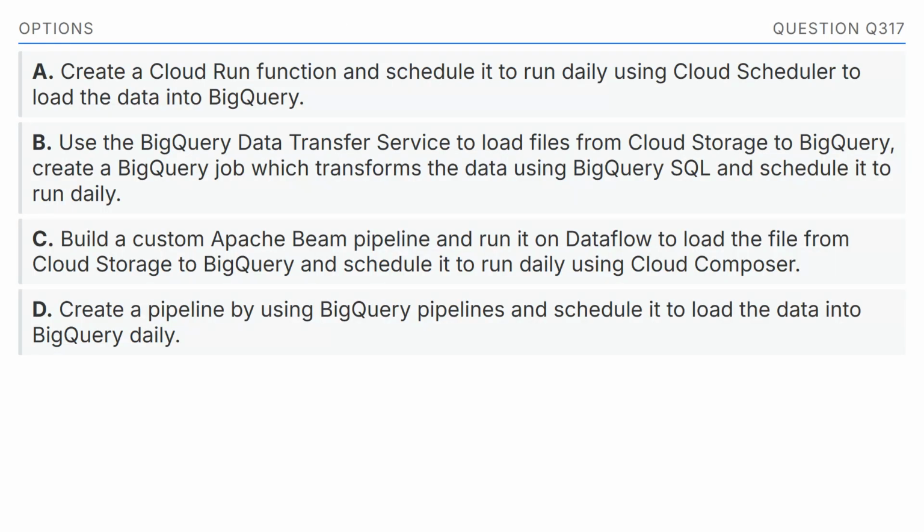The options are: Option A, create a Cloud Run function and schedule it to run daily using Cloud Scheduler to load the data into BigQuery. Option B, use the BigQuery Data Transfer Service to load files from Cloud Storage to BigQuery. Create a BigQuery job which transforms the data using BigQuery SQL and schedule it to run daily. Option C, build a custom Apache Beam pipeline and run it on Dataflow to load the files from Cloud Storage to BigQuery and schedule it to run daily using Cloud Composer. Option D, create a pipeline by using BigQuery pipelines and schedule it to load the data into BigQuery daily.